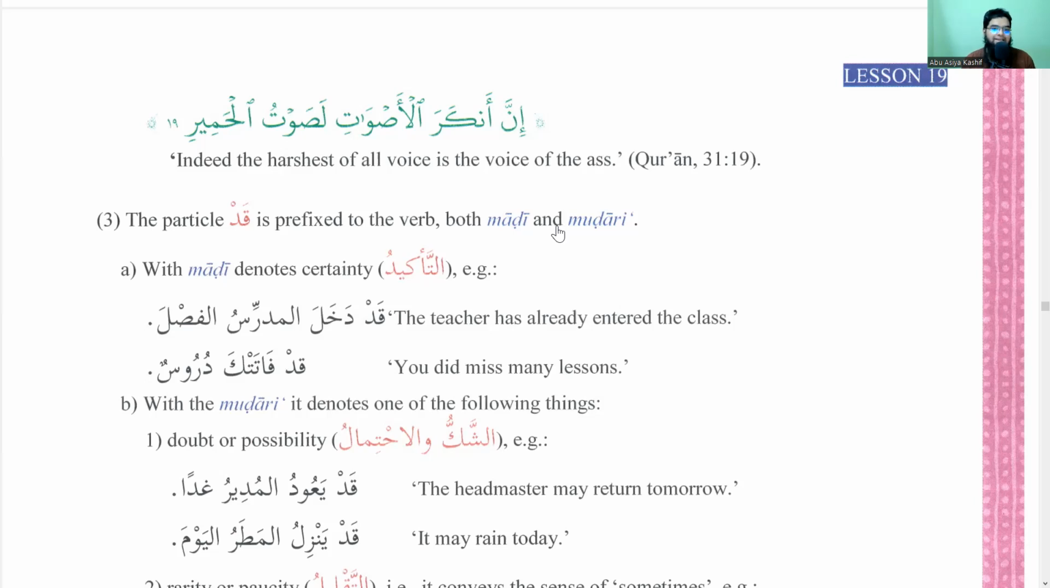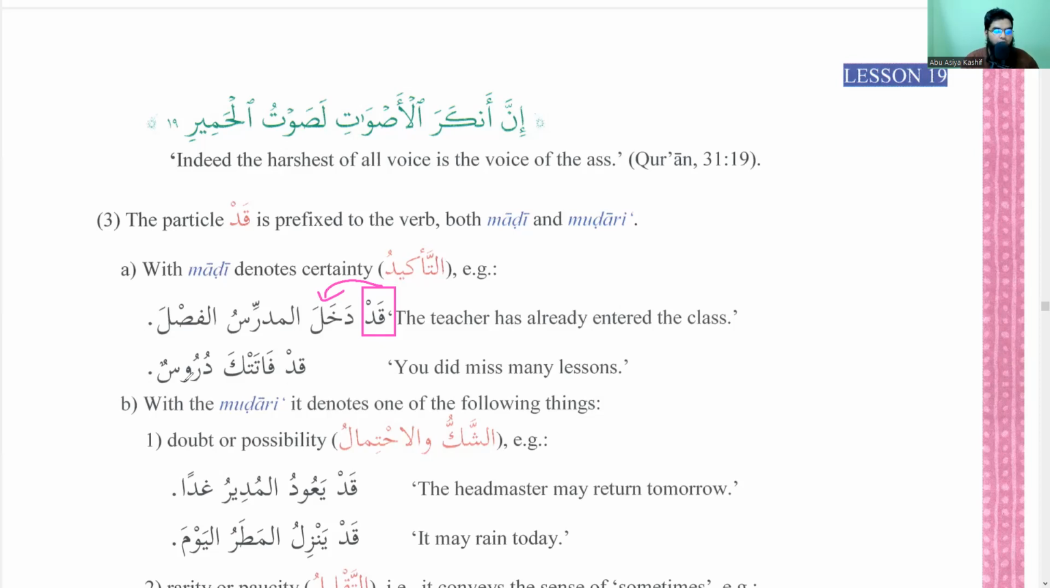So when you use it with madi, it denotes certainty, at-ta'kidu. قد دخل المدرس الفصل. The teacher has already entered the class. قد دخل, that means surely entered, because قد has come for madi.